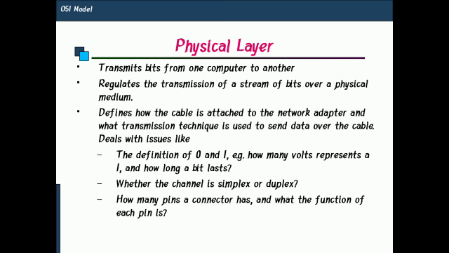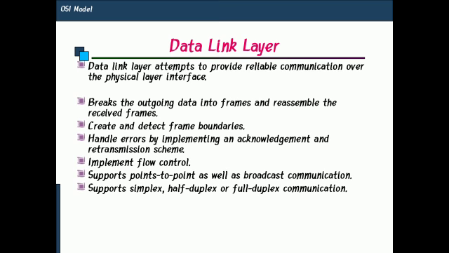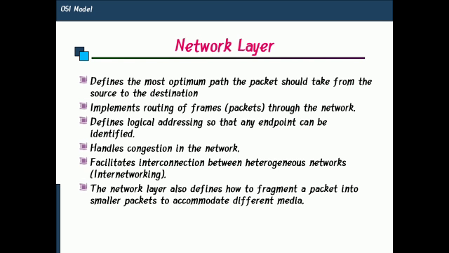So now let's move on to the next layer, that is the data link layer. The data link layer attempts to provide reliable communications over the physical layer interface. It breaks the outgoing data into frames and reassembles the received frames, creates and detects the frame boundaries, and handles errors by implementing an acknowledgement and retransmission scheme. It implements flow control, supports point-to-point as well as broadcast communication, and supports simplex, half duplex and full duplex communications. This was all about the data link layer.